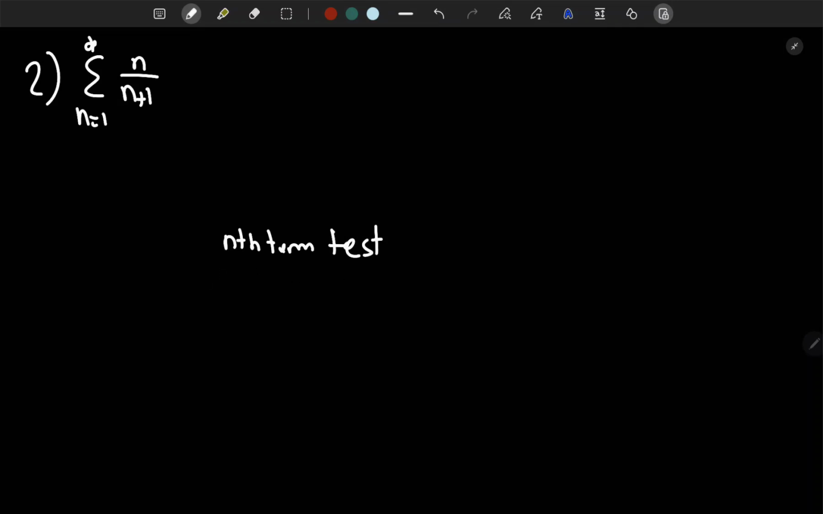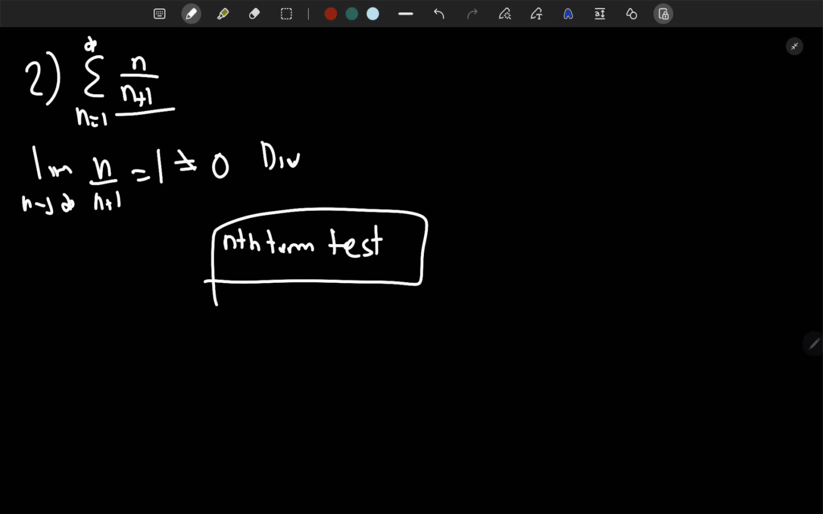So the nth term test says we just take the limit as n approaches infinity of n over n plus 1, and here it's going to give you 1, which is not equal to 0. This means it is a diverging series. And if this result was equal to 0, then you don't know, it's inconclusive. But if it's equal to any value except 0, then it's a diverging series. So this is what the nth term test is. You also should know these.